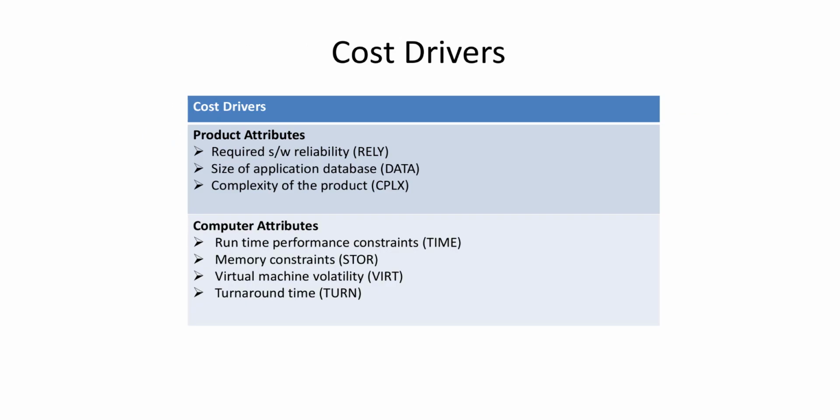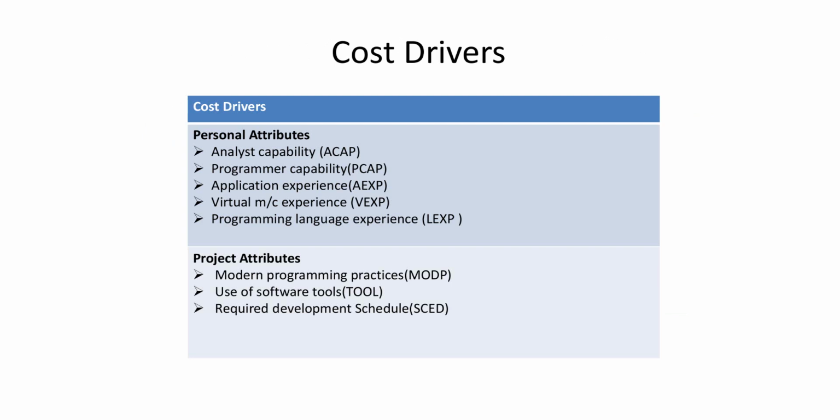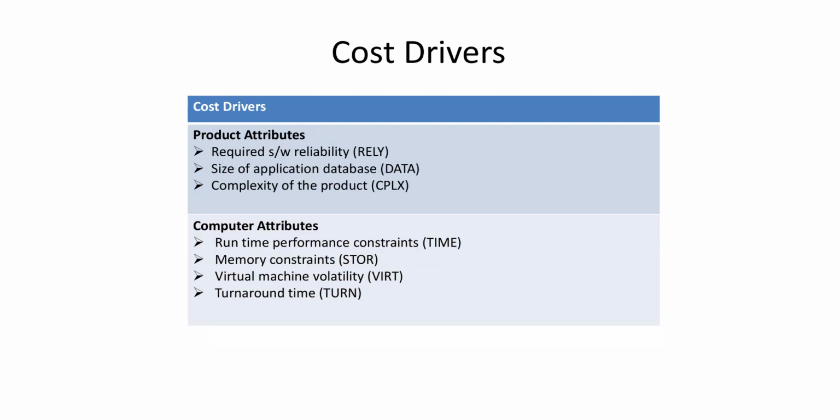One is called product attributes, one is called computer attributes, the next is called personal attributes, and one is called project attributes. Okay. So, in all these four factors, product attributes can be generally like required software reliability or not, the size of an application database, whether it is high or less, very little data in a database or a very complex data in the database, it depends. And the complexity of the product, what is the complexity of the product.